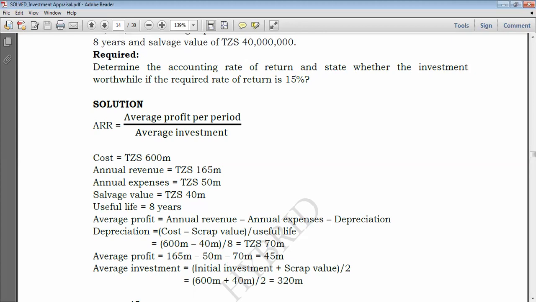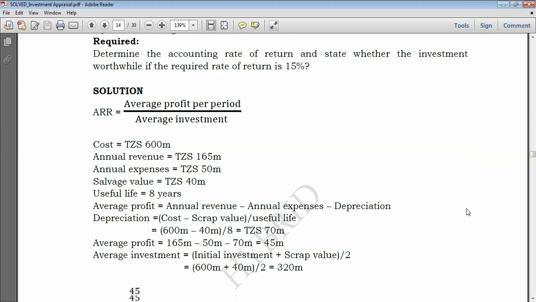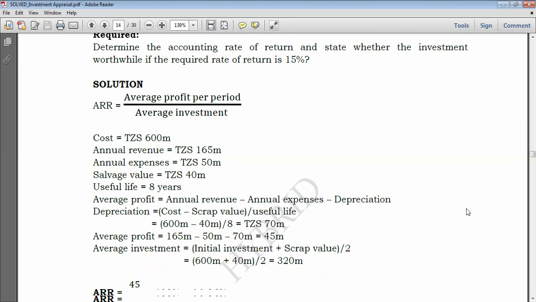So this is actually what will be your average investment, and you just need to complete the calculations of the ARR, as you say that accounting rate of return equals average profit over average investment. And what is the average profit? The average profit, you have obtained it is 45 million, and the average investment equals 320 million. So I think we are ready to compute the accounting rate of return. So 45 million over 320 million, and you would arrive at your accounting rate of return.